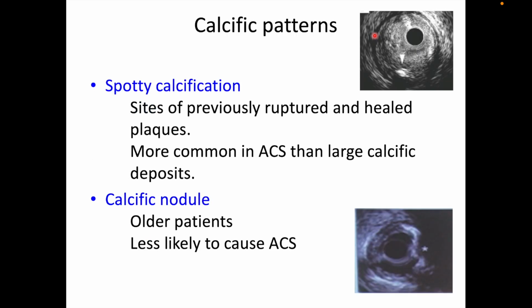So in calcification, you can have spotty calcification like these spots here. These are sites of previously ruptured and healed plaques. They are more common in acute coronary syndrome than large calcific deposits. And then you can have these big calcific nodules, which are mostly seen in older patients, and they are less likely to cause acute coronary syndromes.